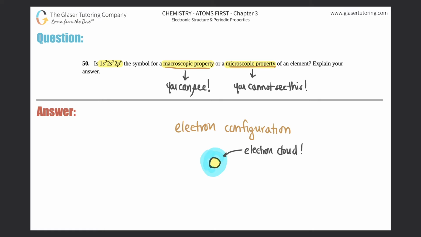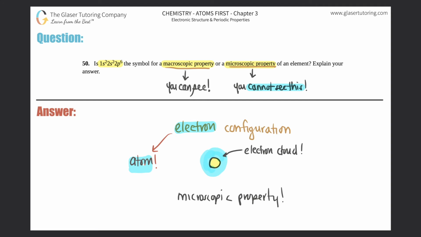Now, they're talking about electrons, and that's part of an atom, right? Can we see atoms? Can we see electrons with the naked eye? Absolutely not, right? We cannot see this. So, if the human eye can't see atoms and we can't see electrons, this would be a microscopic property.